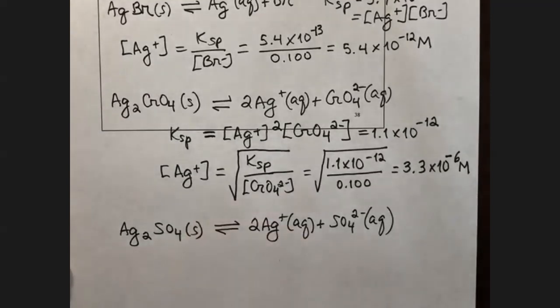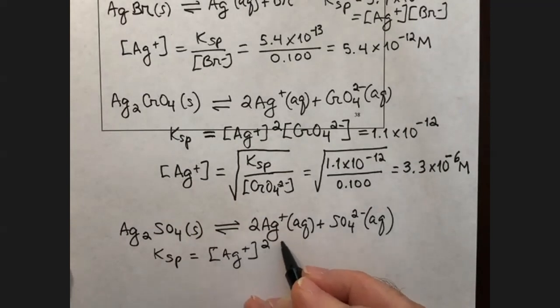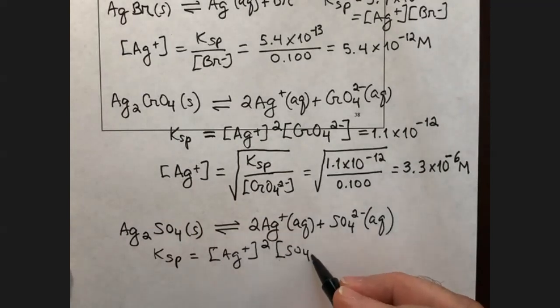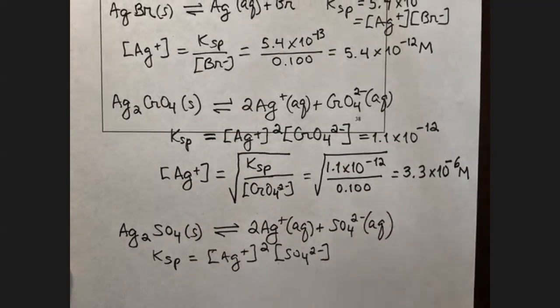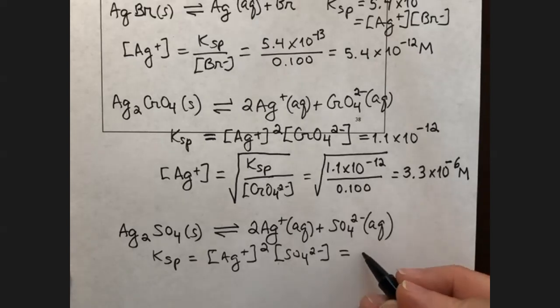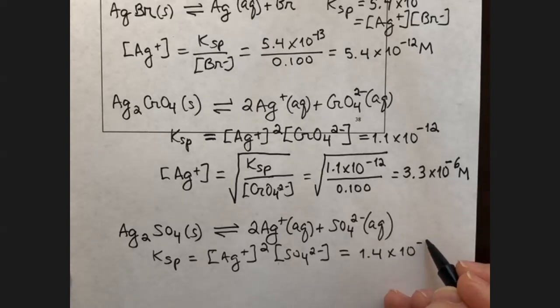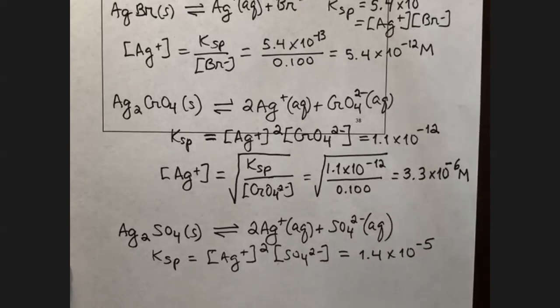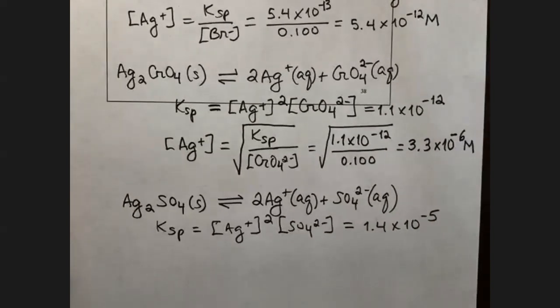So this is very similar to the previous one, right? So KSP here would be equal to the molarity of silver squared times the molarity of sulfate. And I think the value for this is 1.4 times 10 to the negative 5. Again, that's a value that I looked up, all right? So like I said, several things you may have to have handy. Your solubility chart, your KSP chart. We have those in your Top Hat book in different portions.